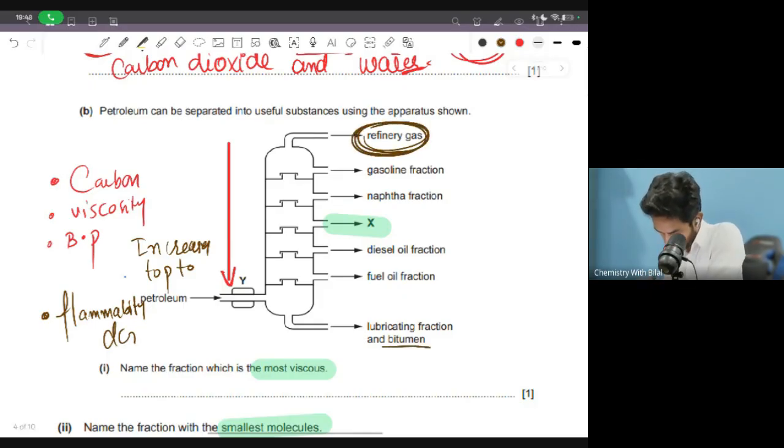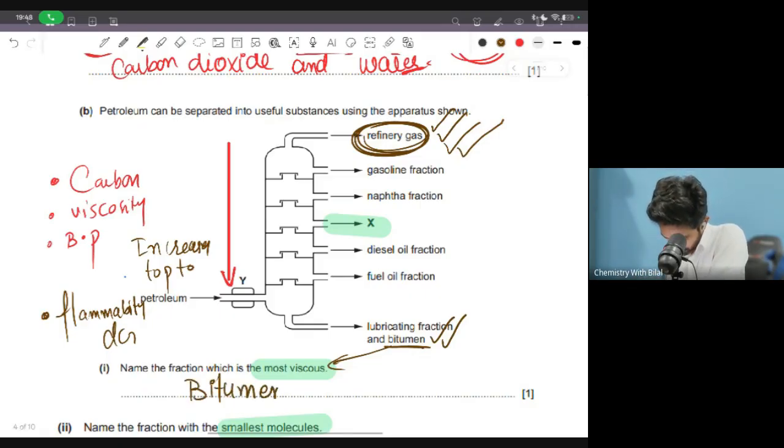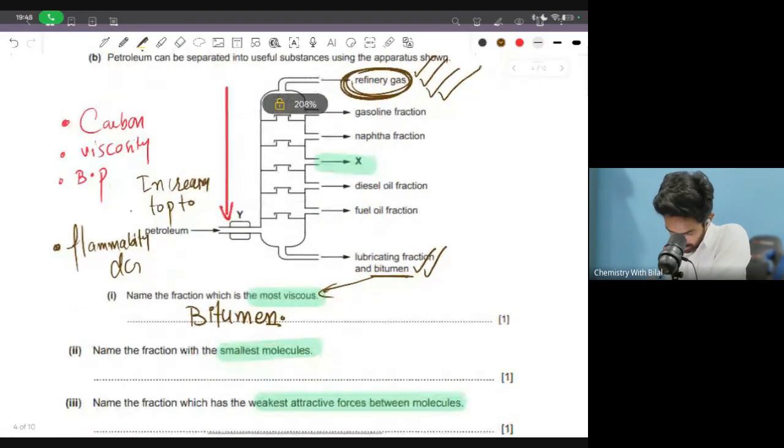But the one in the bottom, bitumen, it is most viscous. It has the greatest number of carbon atoms. It has the highest boiling point. This has the least number of carbon atoms. This is least viscous. This has the lowest boiling point, and this is highly flammable. So most viscous has to be bitumen. ये लिखा था सबने. Smallest molecule should be the one on the top because it contains the lowest number of carbon atoms, so refinery gas.